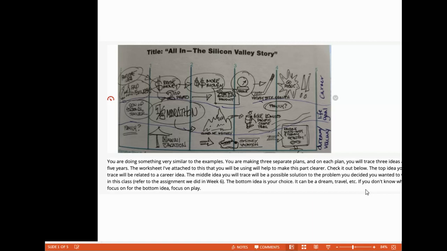For instance, some people are looking at the problem of time management in their lives or balancing family, work, and school. The bottom idea is your choice. It could be a dream, it could be about travel, it could be some crazy business idea. You just go for it. If you don't know what to focus on in the bottom idea, focus on adding more play to your life.